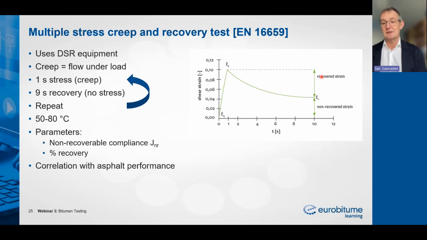And what we find is there's an element of recovered strain and an element of non-recovered strain. Now, if we do this over and over again, if we do 10 cycles, we start to build up a full picture of the way that the bitumen is going to behave. We can do it at different temperatures, between 50 to 80 degrees is most common. And we measure two parameters, a thing called the non-recoverable compliance and the percentage recovery. Those two parameters give us a good correlation with asphalt performance.